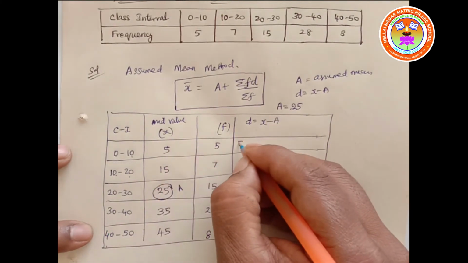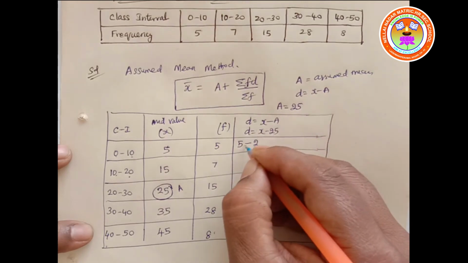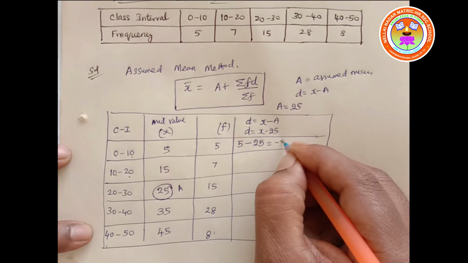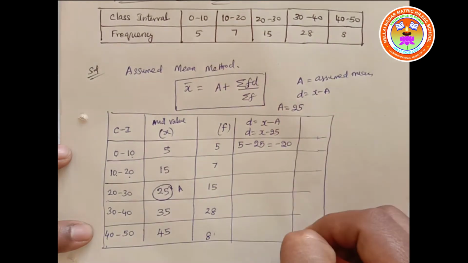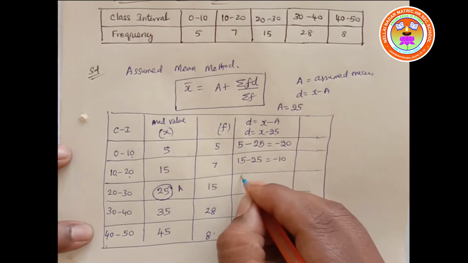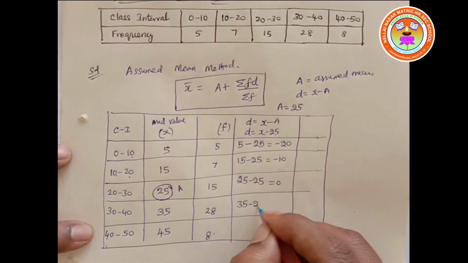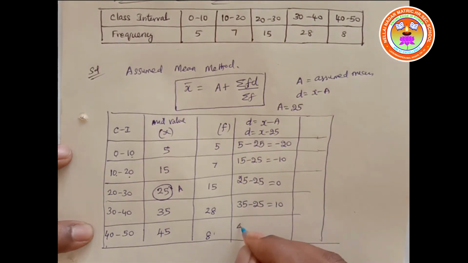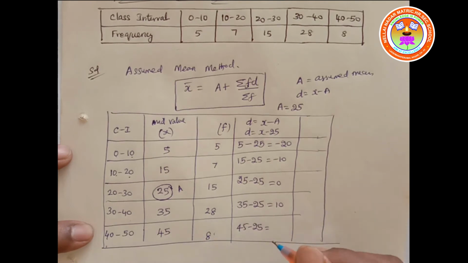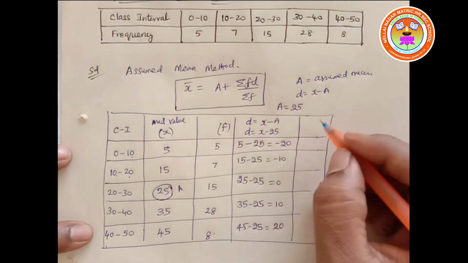Taking x terms, 5 minus 25. d equal to x minus 25. That is, x is 5, 5 minus 25 is minus 20. This is the value of d. And 15 minus 25 is minus 10. 25 minus 25 equal to 0. 35 minus 25 is equal to 10. 45 minus 25 is equal to 20. It's clear, children?